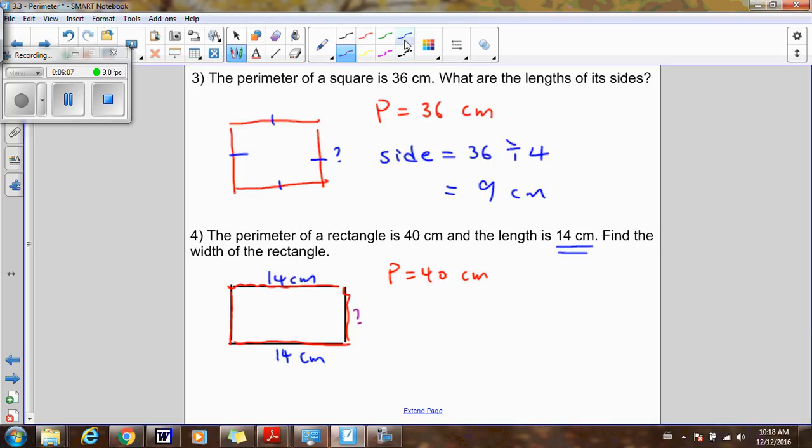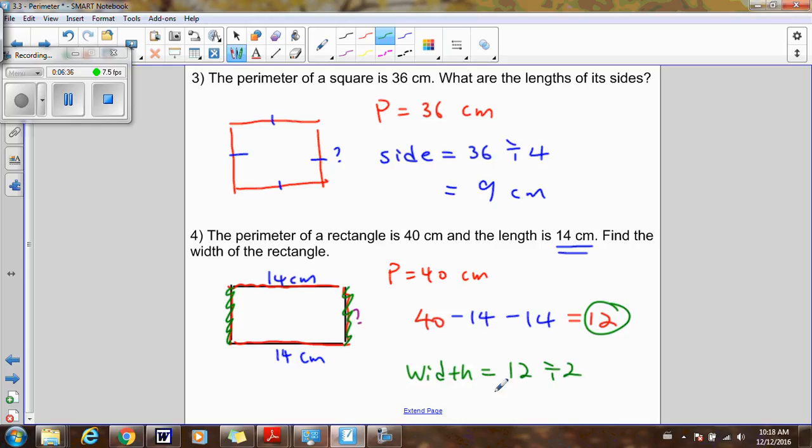So we don't know what the width is, so we label this as a question mark. In order to get the width, we have to take the perimeter, which is 40, subtract the 2 lengths, so 14, and take away another 14. And then if we do that, you're going to get the answer 12 centimeters. So 12 centimeters would mean that this width here and this width here have a total of 12. But if we only want to find one of them, then we have to take 12 and divide it by 2. And you're going to get 6. So the width is just going to be 6 centimeters.